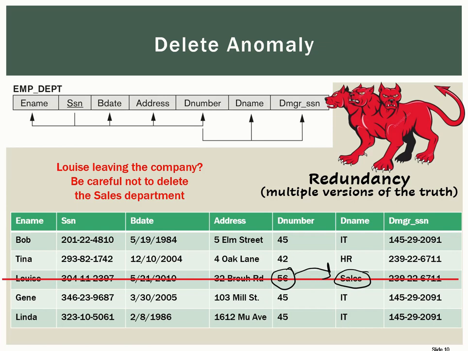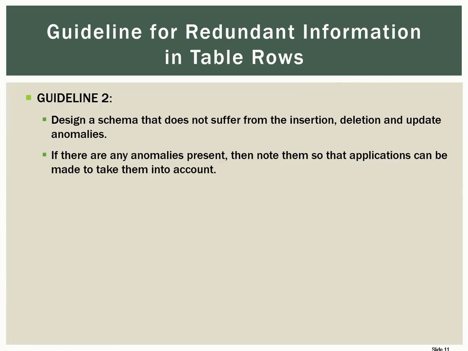What we would rather do is we would rather hang on to the department information and just remove Louise from the employee table. This delete anomaly happens because we're mixing information from 2 different entity types into the same table. So this brings us to Guideline 2 of normalization. You should design a database schema that does not suffer from these insertion, deletion, or update anomalies. To do this, you should not have any redundant information in your table rows.